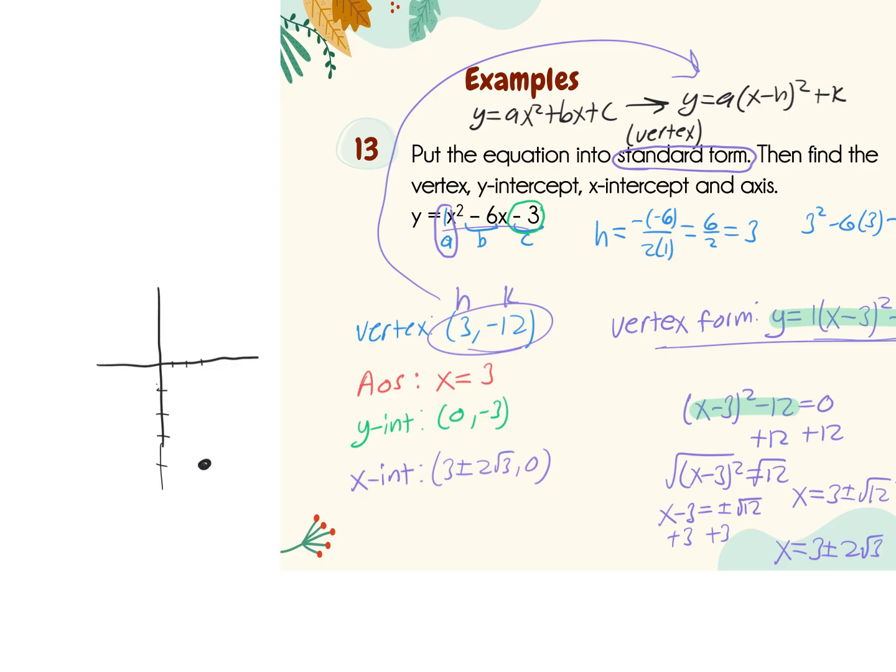That's our vertex. Our axis of symmetry is at positive 3. Our y-intercept is at negative 3, which is going to be about there. And I don't want to graph those x-intercepts because that's a complicated number to graph, right? And then I'm going to go 1, 2, 3 units on the other side. And then we get a parabola that looks something like this, all right?